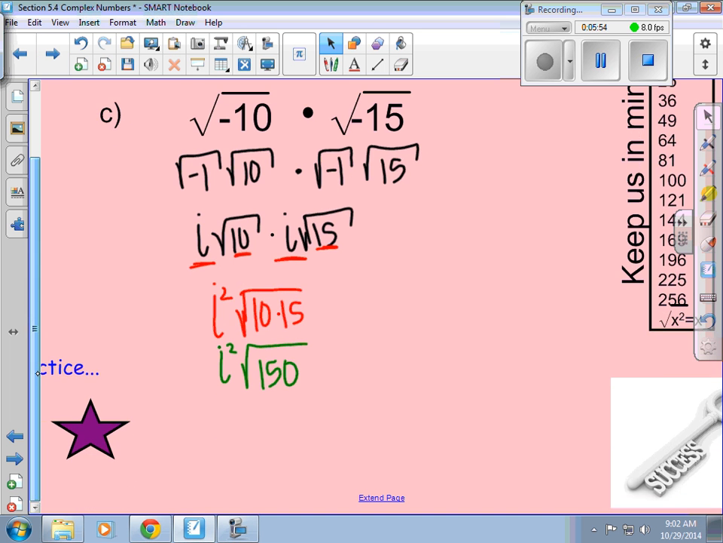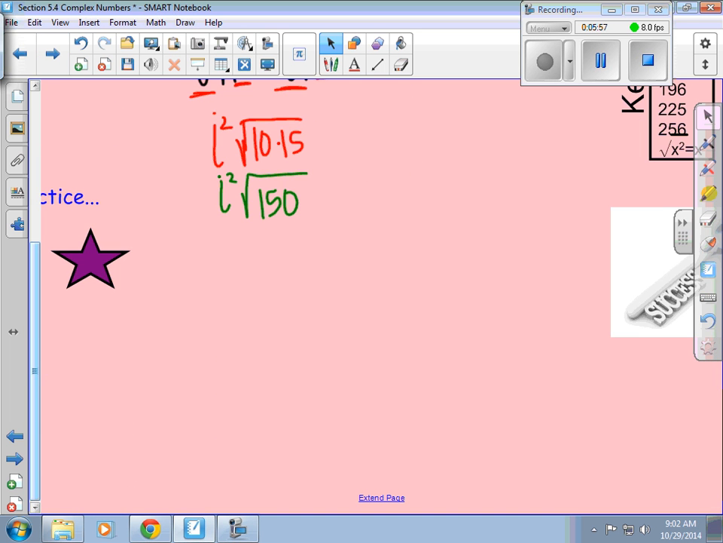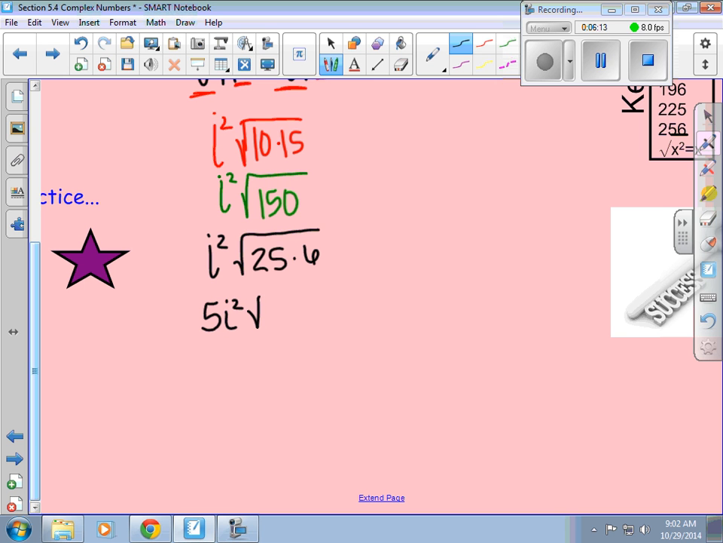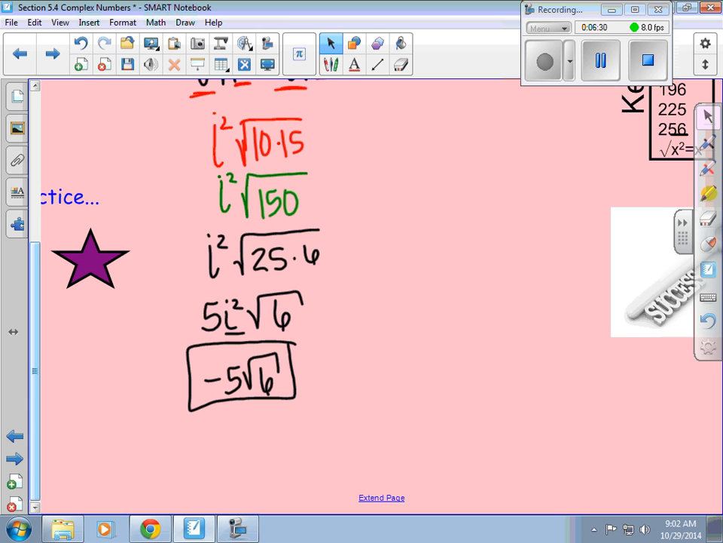Now I would go ahead and think, well, what are my perfect squares in 150? So I would have i squared times the square root of 25 times 6. The square root of 25 is 5, so I have 5i squared times the square root of 6. And then lastly, I think, well, what is i squared? Well, if you look on your box on the page before, i squared is just -1. So I would have 5 times -1, or -5 square root of 6. There it is, simplified for part C.